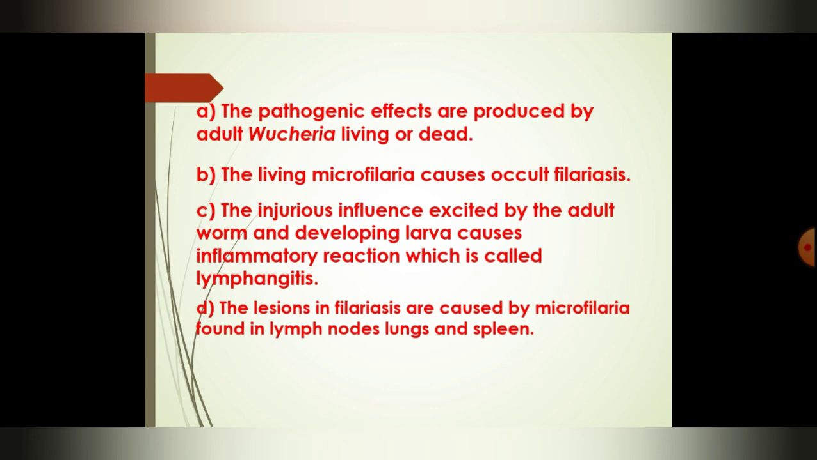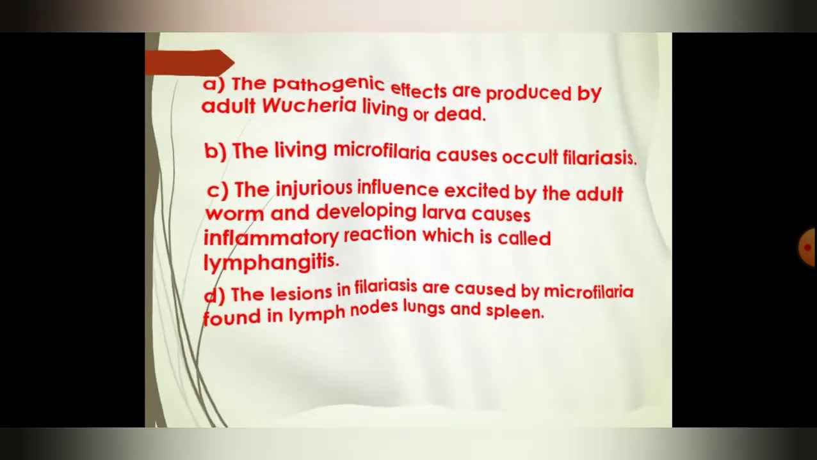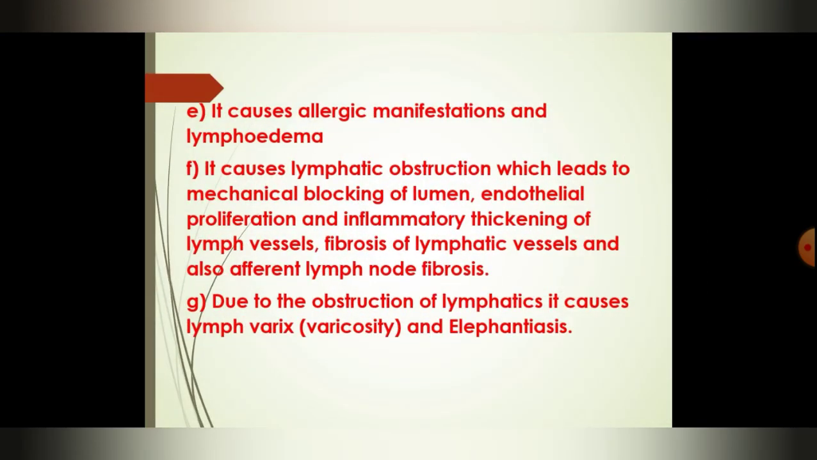Okay, the lesions in filariasis are caused by microfilaria found in the lymph nodes, lungs and spleen. Even on the body you can see lesions, that is due to the microfilaria. Then it causes allergic manifestations and lymphedema. Lymphedema means swelling of the lymph nodes. Then it causes lymphatic obstruction, which leads to mechanical blocking of the lumen. Then endothelial proliferation and inflammatory thickening of the lymph vessels. The lymph vessels become thickened and there is no proper circulation of lymph in the body.